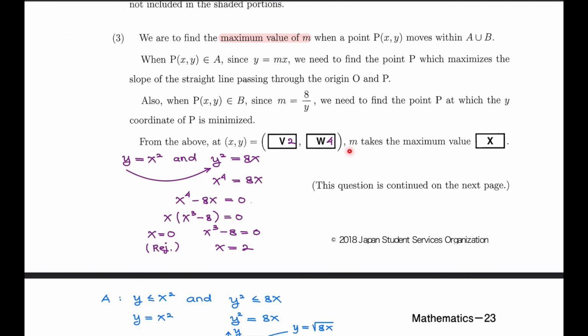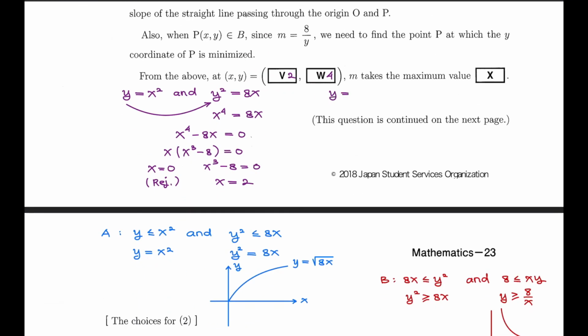And then, last question, m takes the maximum value. Since I used A, I will use this equation to find the value of m. y equals mx. y is 4, x is 2. So 4 equals m times 2. That means m equals 2.